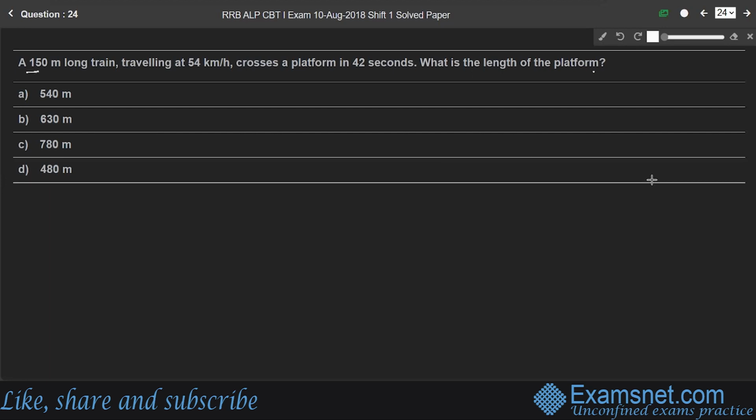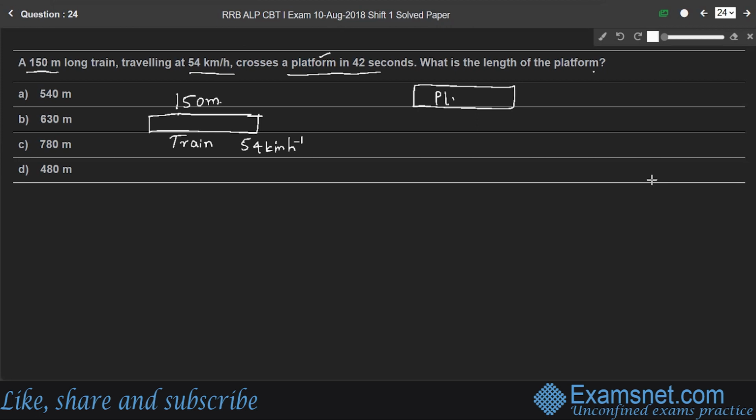Question 24. A 150-meter long train traveling at 54 km per hour crosses a platform in 42 seconds. What is the length of the platform? Let us consider a train of length 150 meter, traveling at the speed of 54 km per hour. It has to cross a platform. We'll consider a platform somewhere here. This is the platform.